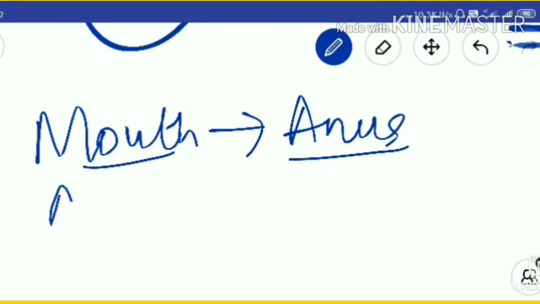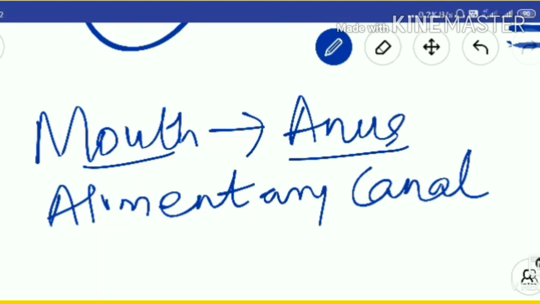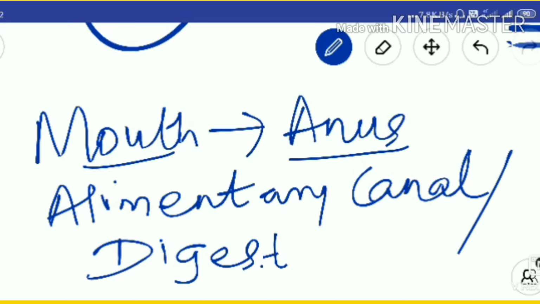I said, what is the name? Alimentary canal. Alimentary canal, or it is known as the digestive tract, digestive tube. Okay, digestive tract. So now we study the alimentary canal, that is the digestive system, the structure starting from the mouth up to the anus. Are you clear?